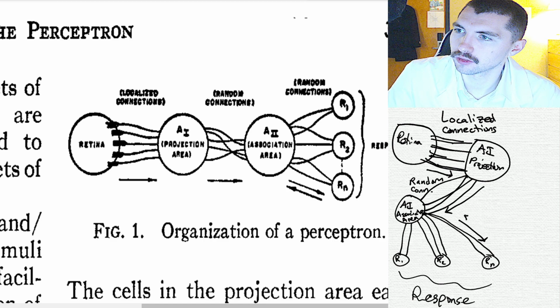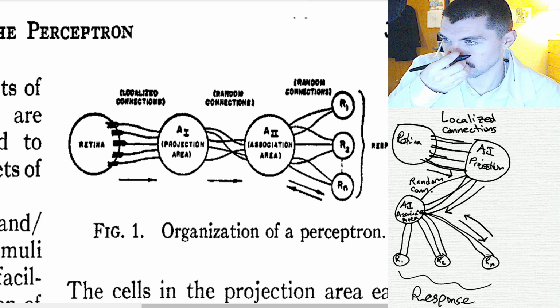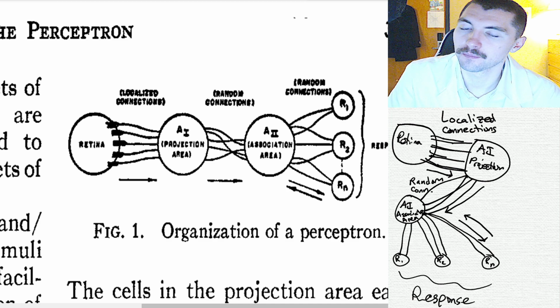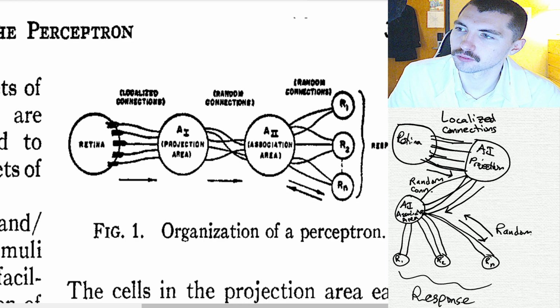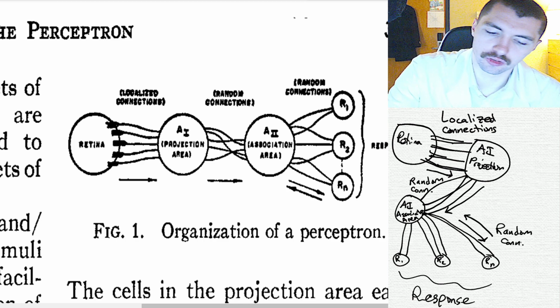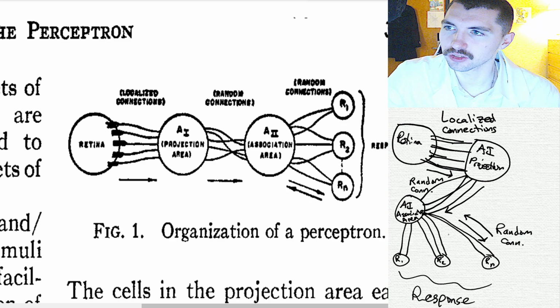Obviously, he's going to learn R2 more than the other responses. And this layer has feedback. It's also random. So, I mean, these are early ideas.